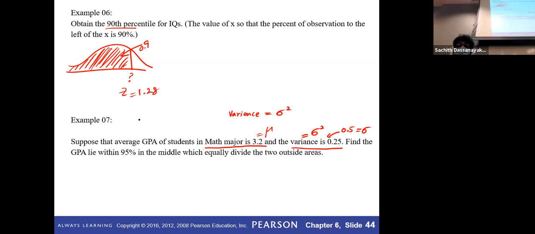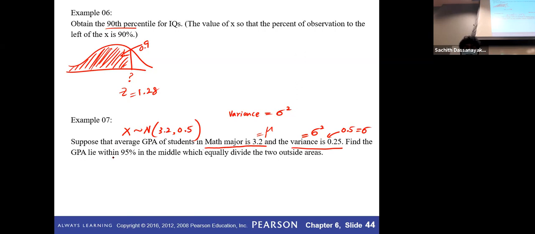Okay. So first, what is this distribution? Normal distribution. Definitely. Why? I have a mean and standard deviation. It has a normal distribution with mean 3.2, standard deviation 0.5. Is that clear? Okay.